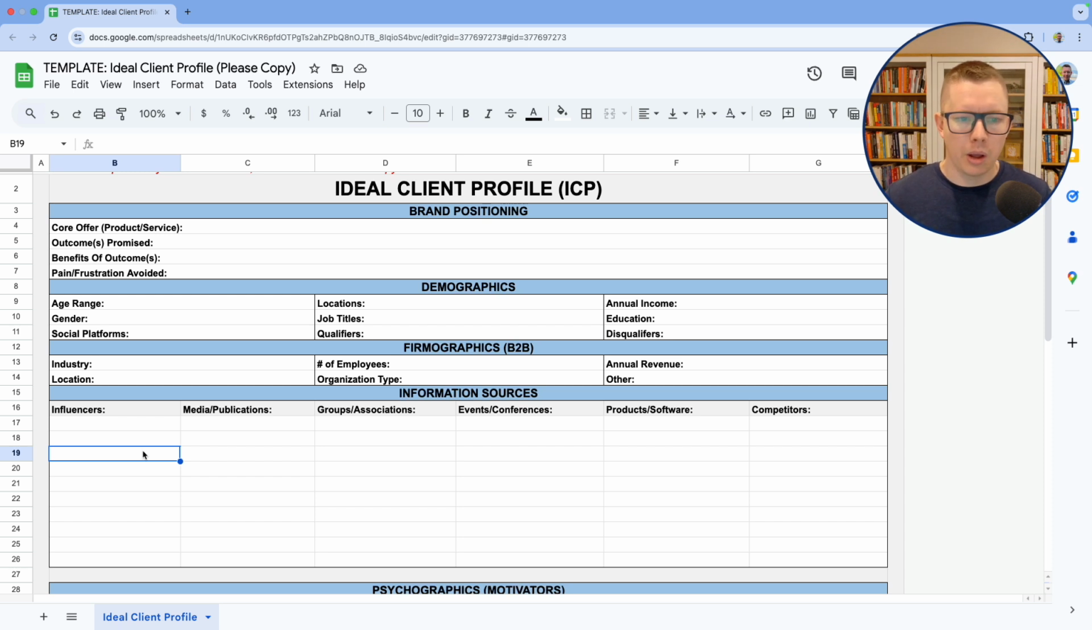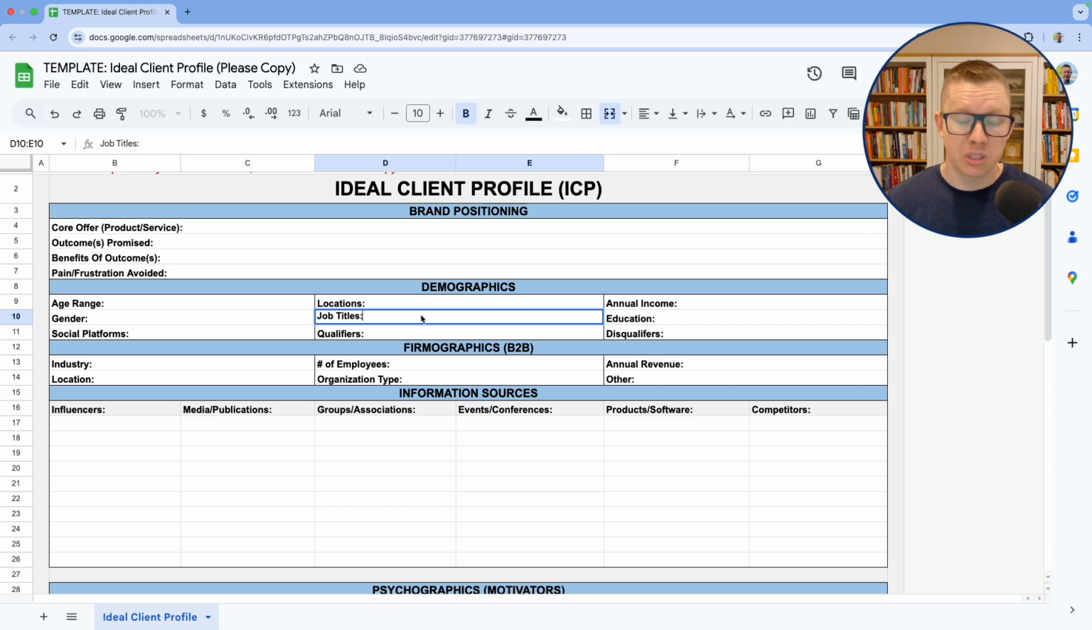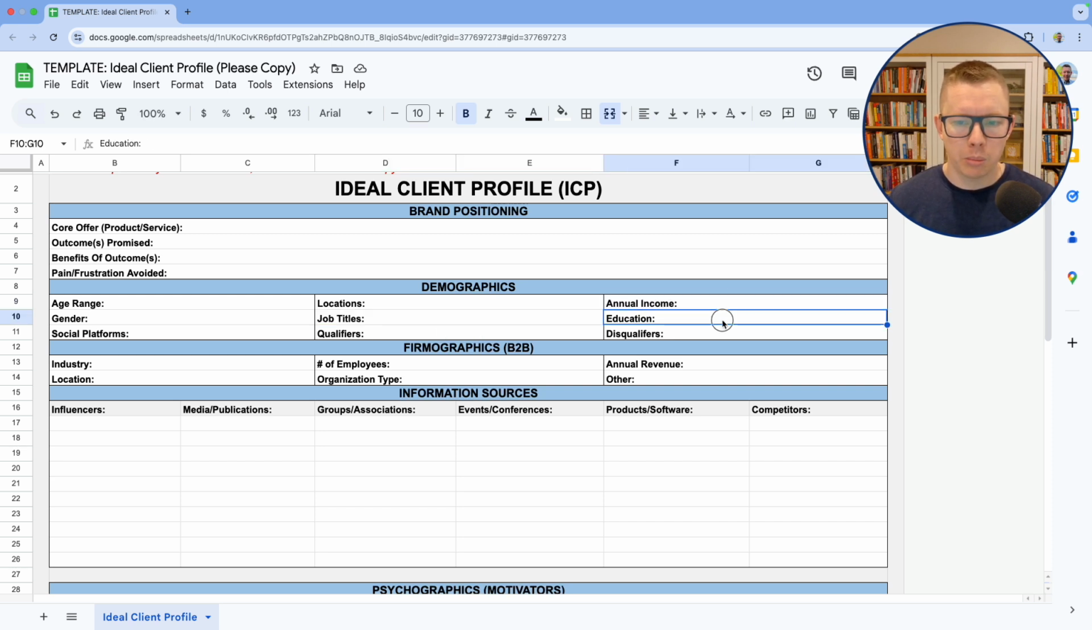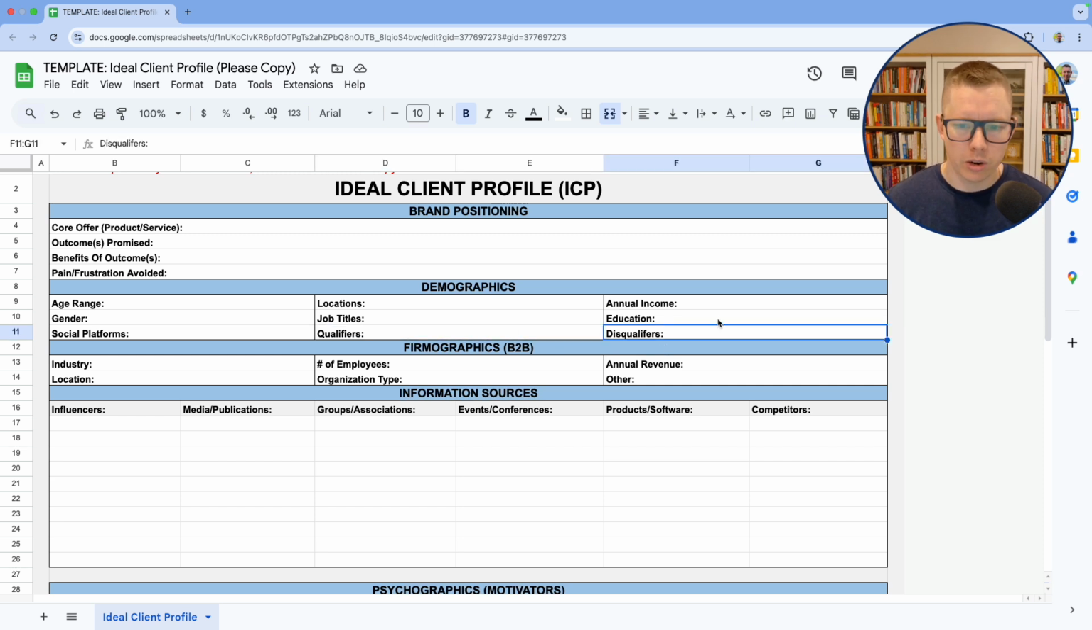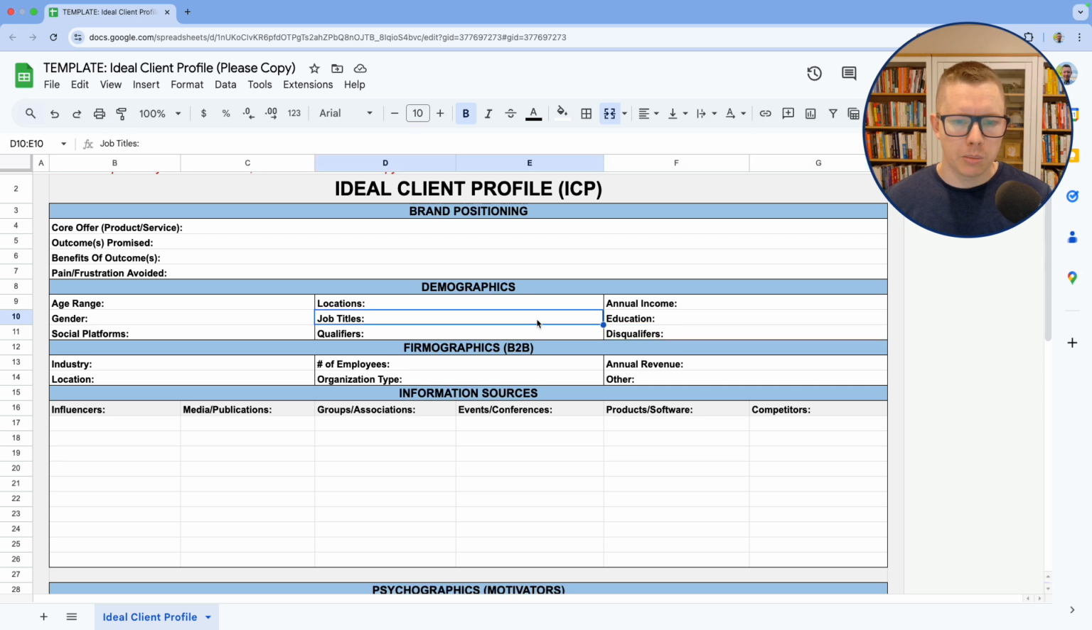So we're just going to input some of the criteria that we look for in the person that we sell to. So that might be their age range, gender if that's important, some of the platforms that they spend their time on, that can go here. Locations where they live, that might be by city, state, province, country, etc. Any specific job titles they might have, what their annual income range might be, level of education, and then any other qualifiers or disqualifiers you can think of, you can type those in here.